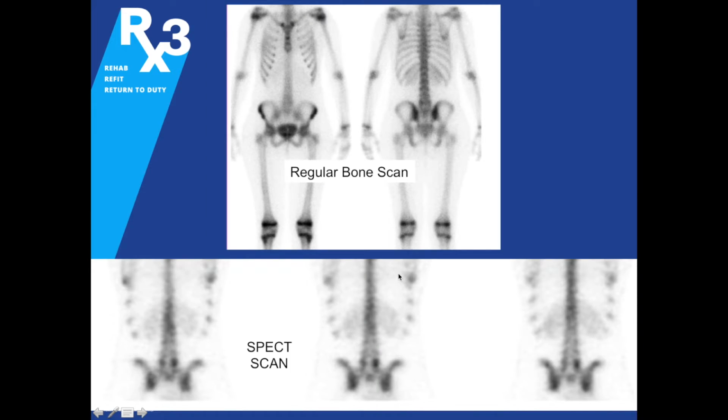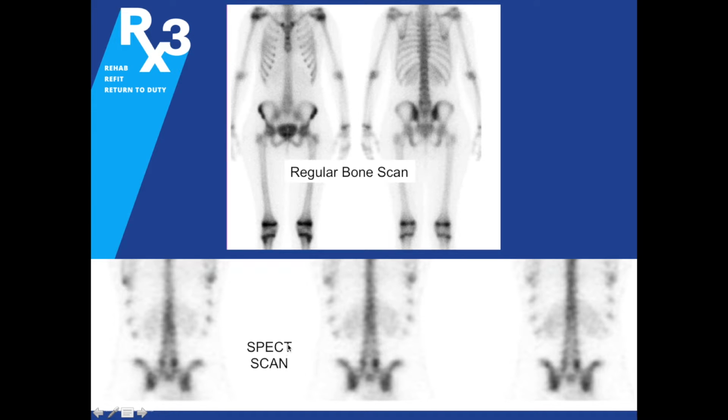And so you won't see that often on your plain films, and so bone scan is often used. And this is just a regular bone scan. And on the AP view, you don't see much activity. On the PA view, when you turn the patient around, maybe some activity here.